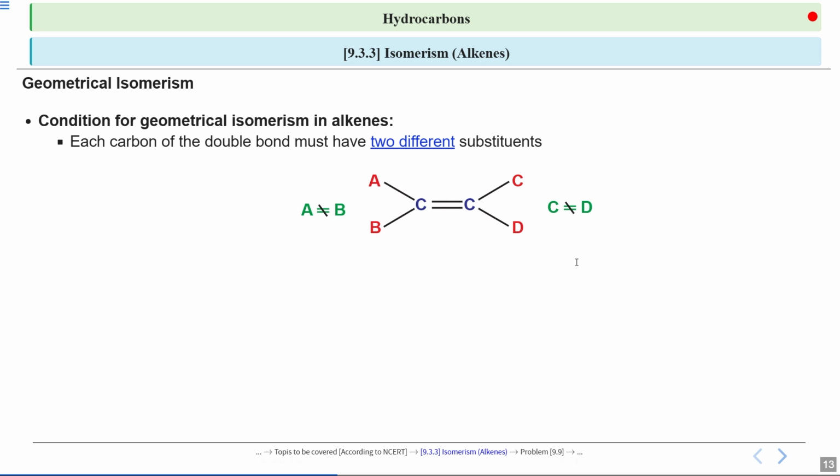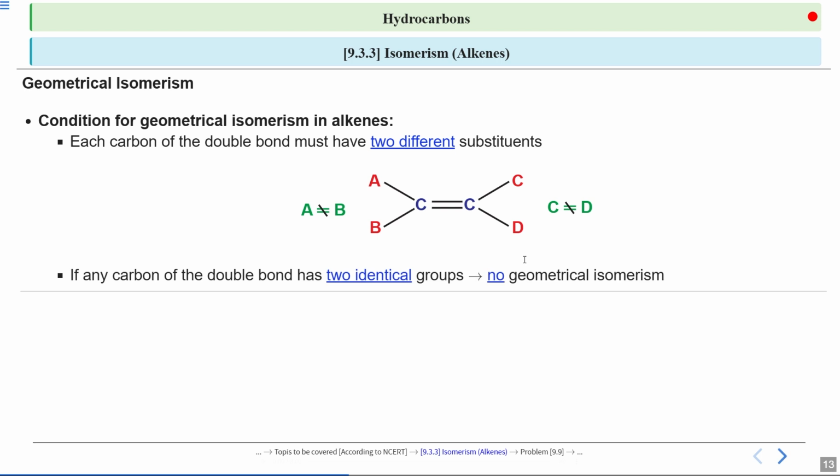The image shows a double bond where each carbon atom has two different groups attached. This arrangement allows for the existence of geometrical isomerism, which can be visualized as different spatial arrangements of the same molecule. So, if you are considering the first carbon on the left hand side, then the two groups attached are A and B. Now, they cannot be the same. And similarly, C and D also cannot be the same. Then and only then can the given alkene show geometrical isomerism.